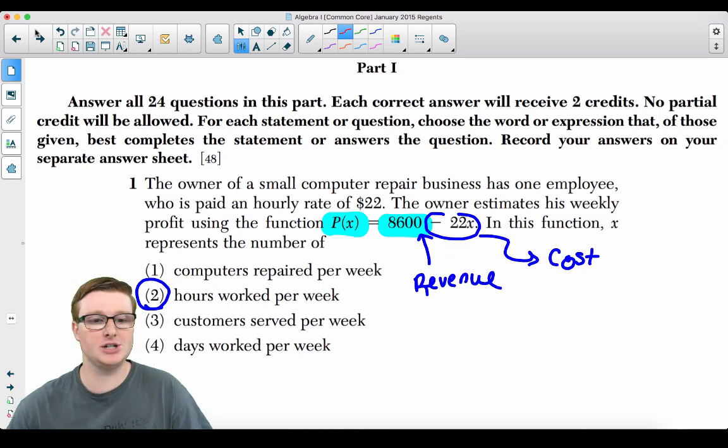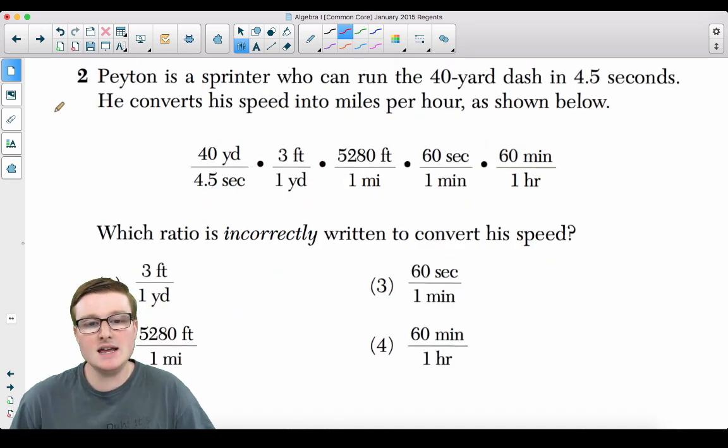All right, moving on to number 2. Peyton is a sprinter who could run the 40-yard dash in 4.5 seconds. I don't know how fast that is, but that sounds pretty fast. He converts his speed into miles per hour as shown below. Which ratio is incorrectly written to convert his speed?